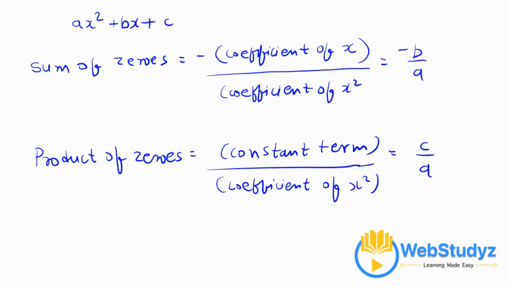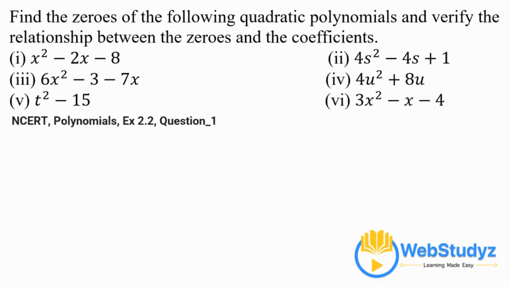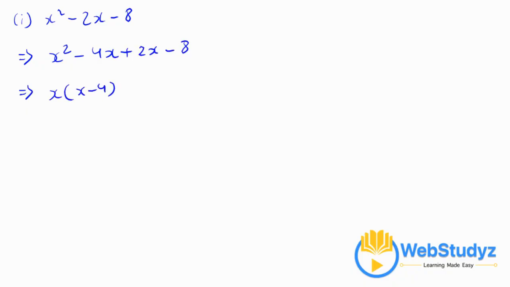So let's use these identities here. First, we are given x square minus 2x minus 8. If we factor this, we can write it as x square minus 4x plus 2x minus 8. If we take x common, inside we get x minus 4. If we take plus 2 common, inside we get x minus 4. So the factors will be x minus 4 and x plus 2.